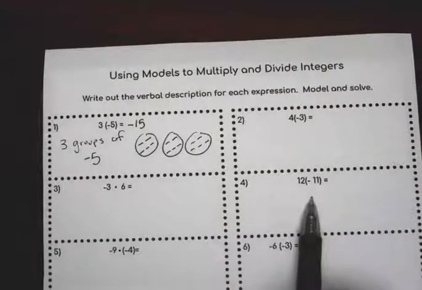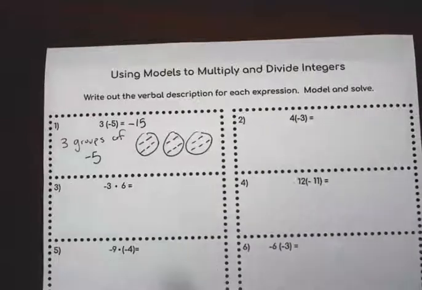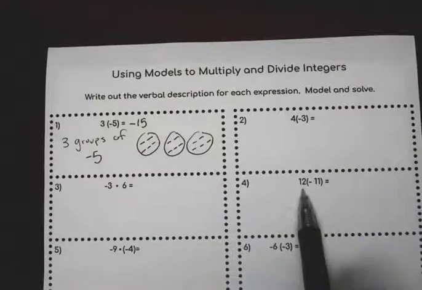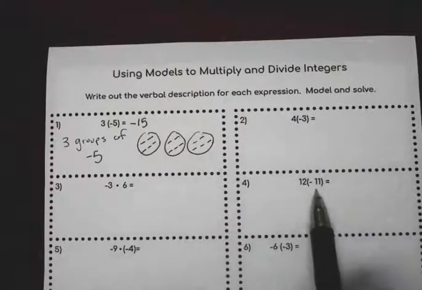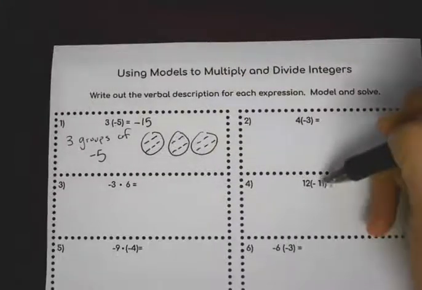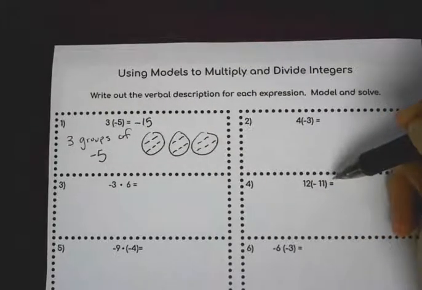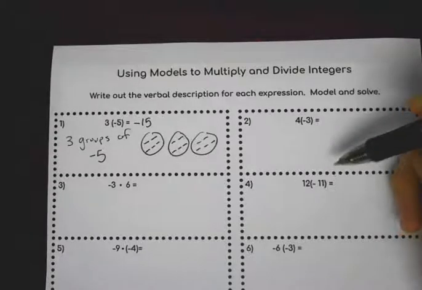So you are going to practice these. I have a challenge for you in number 4. Number 4 is 12 times negative 11. Now that's going to be a lot if you want to draw 12 groups of 11 negatives. So I would like to see if you can figure this one out with your own model. Is there another way that you could do this using the things that you've learned?